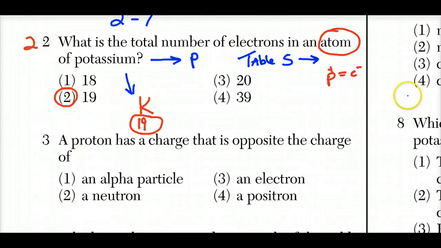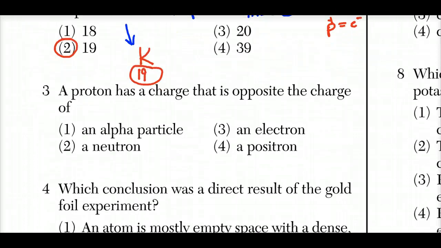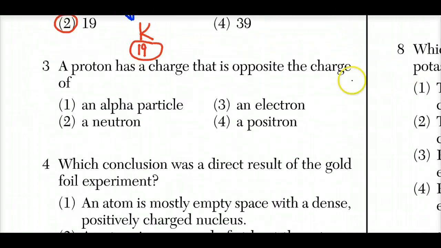Number 3. A proton has a charge that's opposite the charge of a... Well, I guess these questions kind of go in order. If you've been doing 1 and 2 with me, a proton has a positive charge, positive proton. The electron is negatively charged, and they have the same size but opposite values. So a proton has the opposite charge of an electron, choice 3.